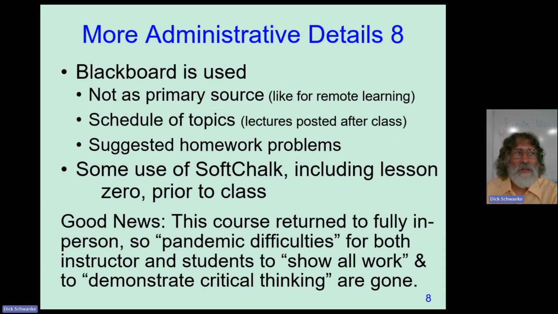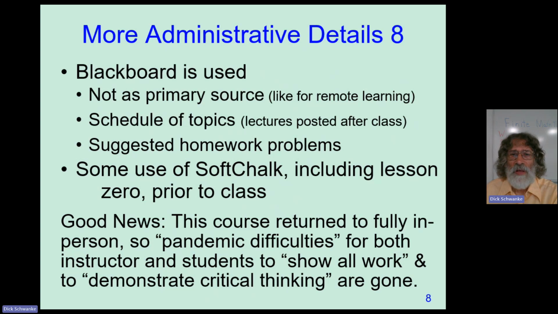Now, Blackboard is being used in this course. Now, it's no longer the primary source like it might have been for all remote classes, but it does have a schedule of topics, and I typically have the lectures posted after class. Also on Blackboard is the suggested homework problems that I've mentioned. We've got a little bit of use of SoftChalk, including lesson 0. SoftChalk you just access with a web browser. You don't need additional software there. For both Blackboard and SoftChalk, the manufacturers are suggesting Chrome is probably your best browser to use.